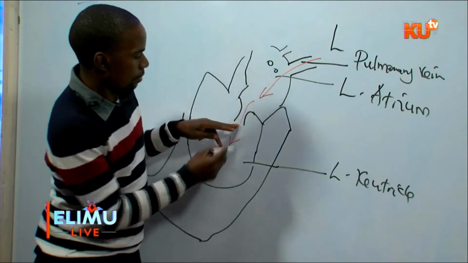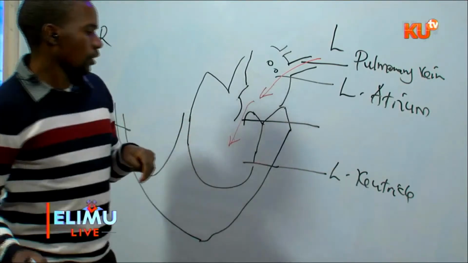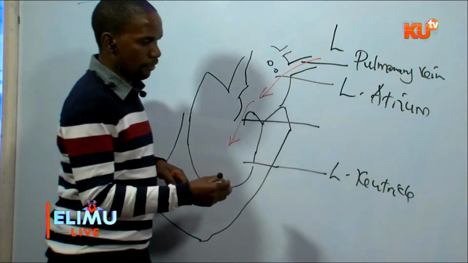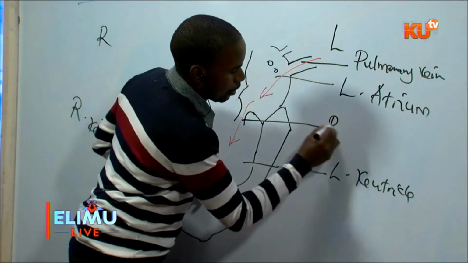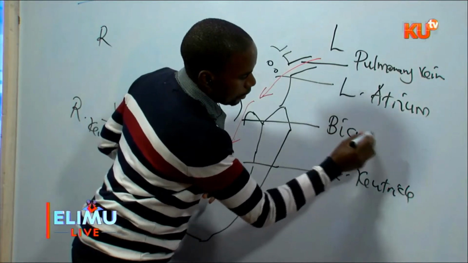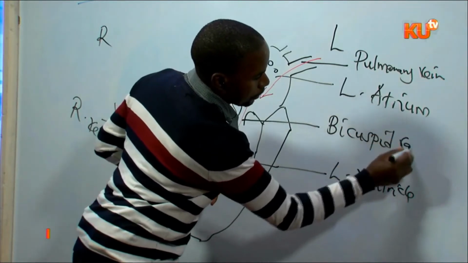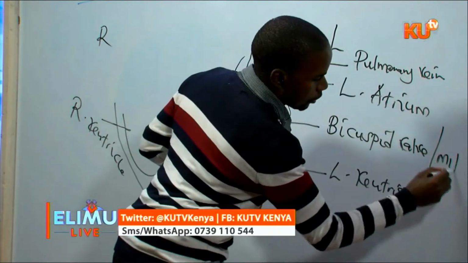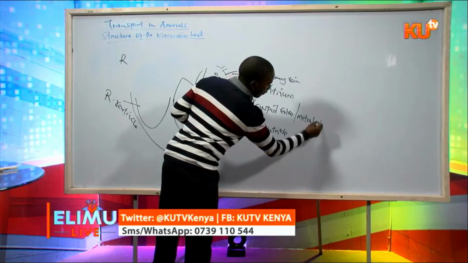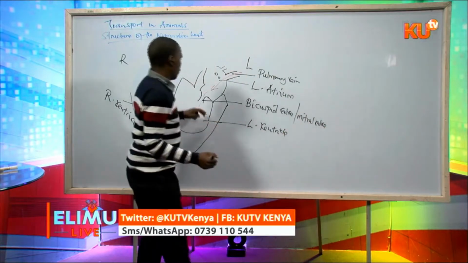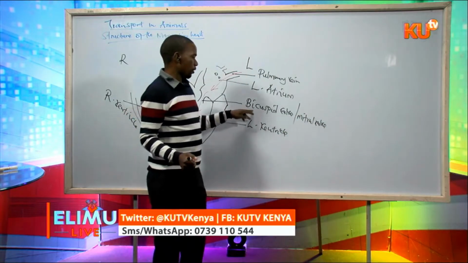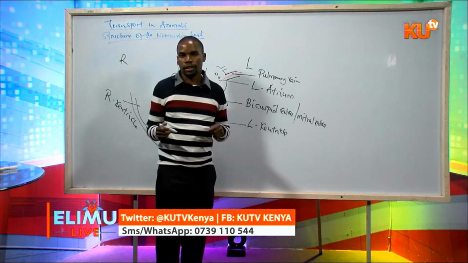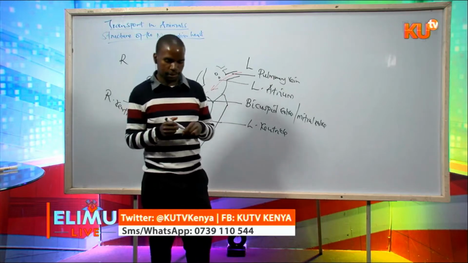At the base here, we have valves. These valves are known as bicuspid valves, or also the mitral valve. The reason why they are known as bicuspid valves is because they have 2 flaps.